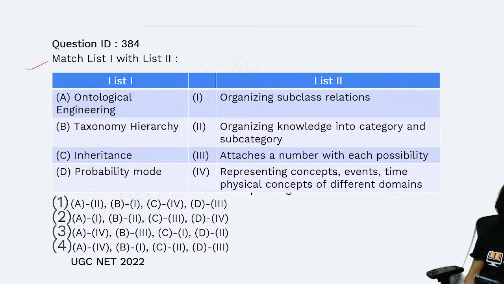Right or wrong, that option YouTube did not provide till now. Ontological engineering, taxonomy, hierarchy, inference and probability mode. Answer on the poll, everyone.